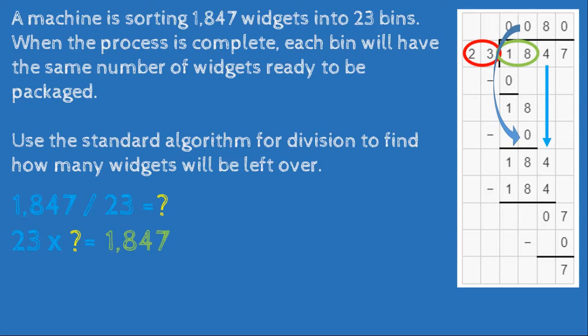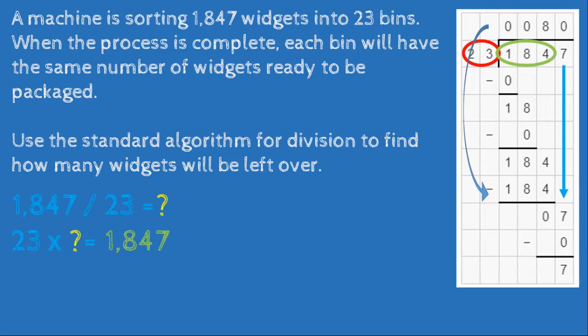How many times can 23 fit into 184? So 8 times 23, we figure out, is 184 exactly. 184 minus 184 is 0. Now we could finish here, but we still have a number left over next to the 4, which is 7. We have to bring down that number 7. So it was 0, we bring down 7.